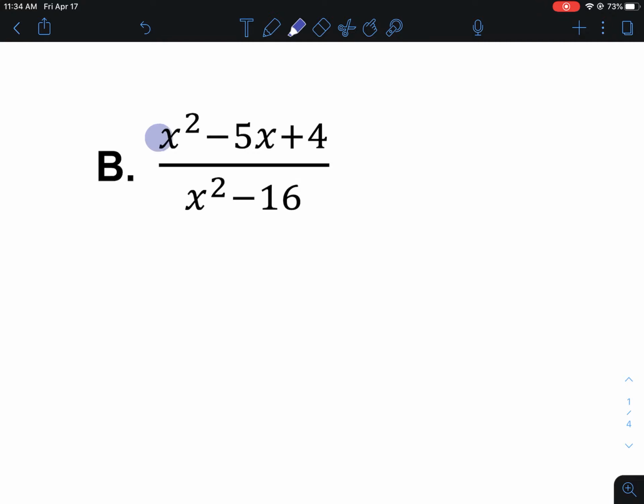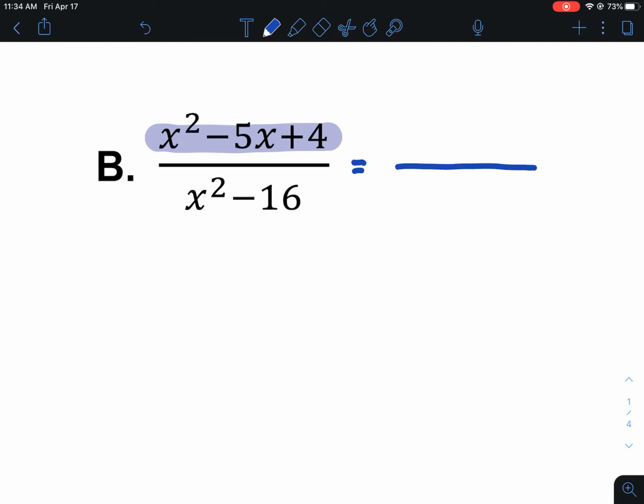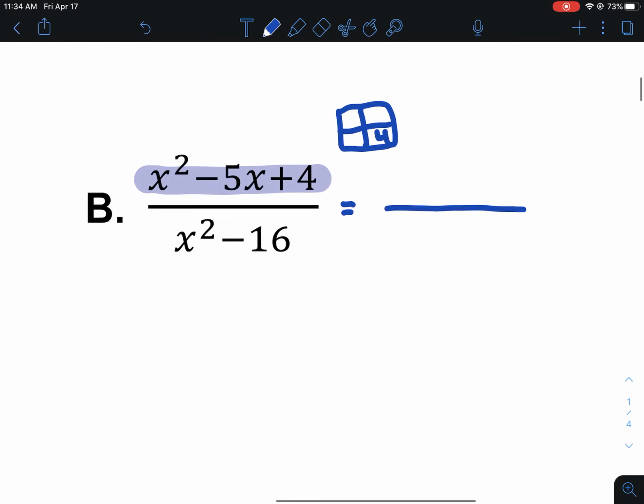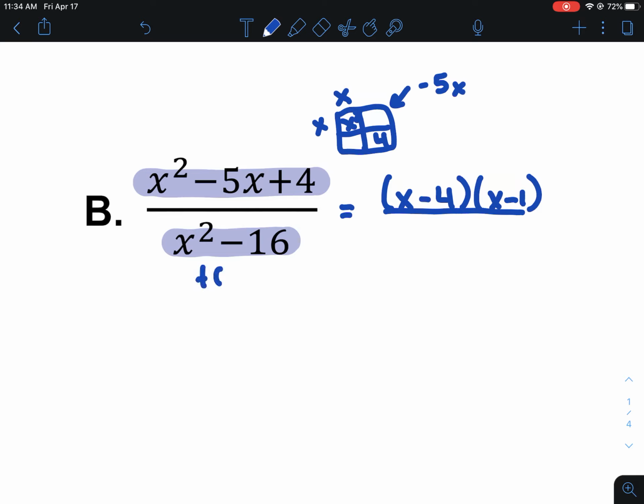All right, for B, again, I'm going to look at the top one. I'm going to factor that. I can use a box if I need to. What multiplies to give me 4 and adds to give me negative 5? Breaking up with x and x. The only way to get 4 is either with 2 and 2 or 1 and 4. So x minus 4, x minus 1 is going to multiply to give me positive 4, add to give me negative 5. On the bottom, this is what we call a difference of squares.